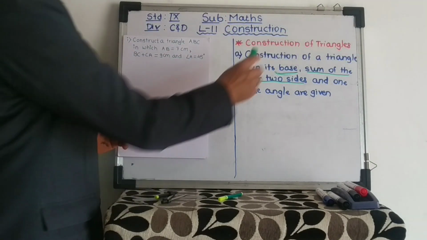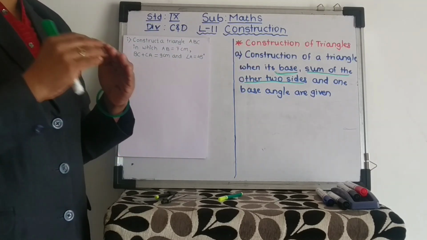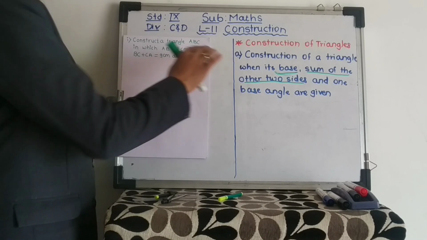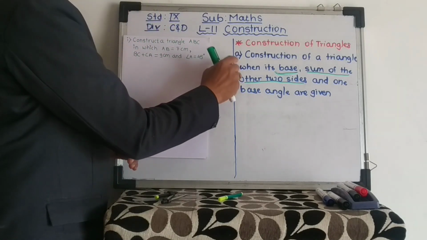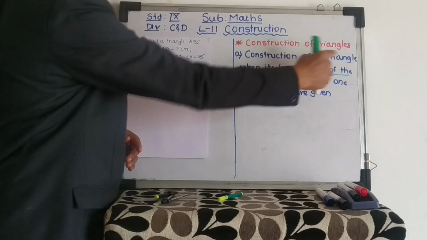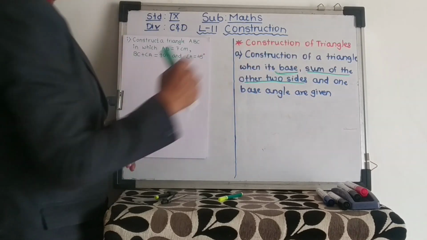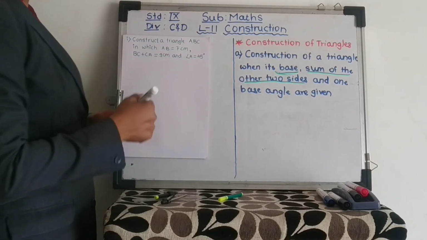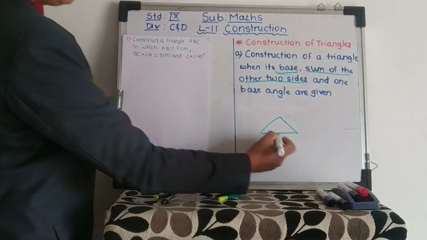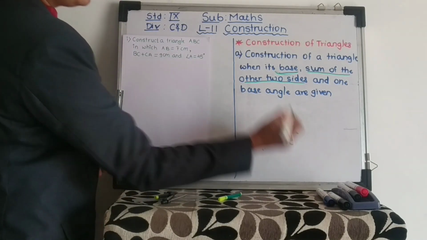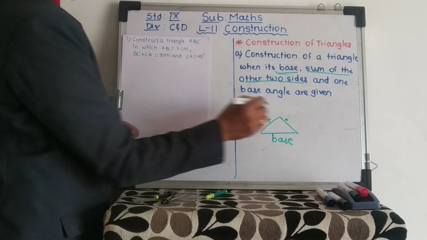Everyone knows the construction of triangles, but it is slightly different when some conditions are given. Here, we are going to see a total of 4 types of construction of triangles. The very first one is construction of a triangle when its base and the sum of the other 2 sides are given. A triangle has a total of 3 sides, right? Out of that, one is the base, and there are these remaining 2 sides.